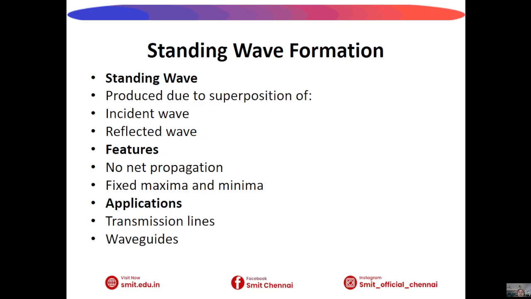Next, we see about the standing wave formation. A standing wave is produced by the interference of two waves of equal frequency traveling in opposite directions. In this case, the incident wave and reflected wave combine to form standing waves. Standing waves contain fixed points called nodes where the field is zero and anti-nodes where the field is maximum. Standing waves are commonly observed in transmission lines and waveguides.